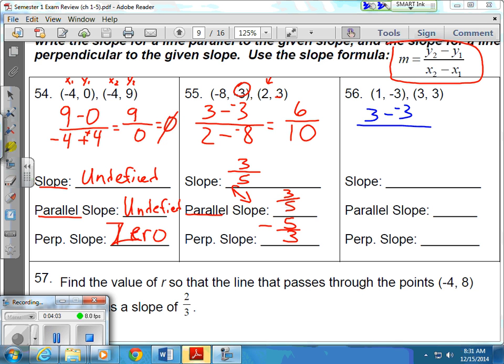You get 3 minus -3 on top, 3 minus 1 on bottom. 3 minus -3 is the same as 3 plus 3, which is 6. 3 minus 1 is 2. 6 divided by 2 is 3. Parallel to 3? Oh, yeah. Here's other things that have a 3. Perpendicular to 3. You flip it. What's the flip of 3? 1/3. And positive changes to a negative.